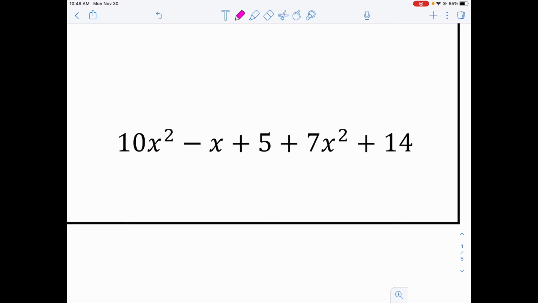All right, now that you've had a chance to do it, let's go ahead and go over it. First thing we're going to do, split our terms.